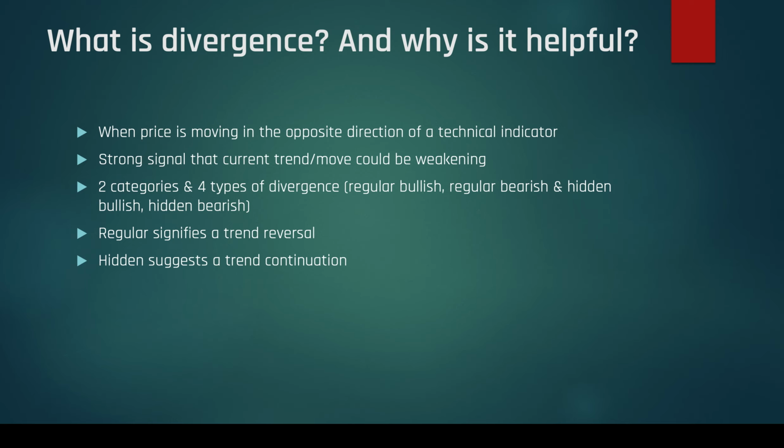All right, and there are two categories of divergence. You've got regular divergence and hidden divergence, okay? And there are obviously four types in there. So you've got regular bullish, regular bearish, hidden bullish, hidden bearish, okay? Regular divergence signifies a trend reversal could be on the cards, and hidden divergence suggests that the current trend could be continuing.